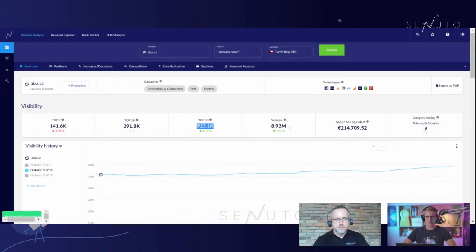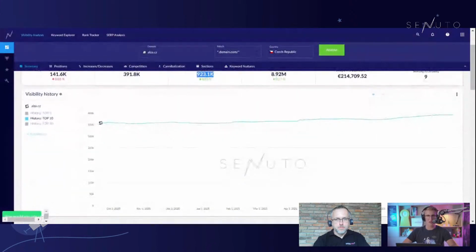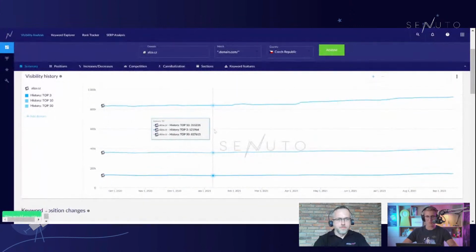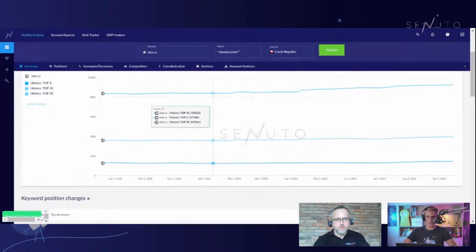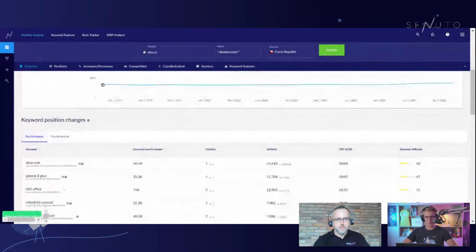It's more or less about 9 million visits regarding what Senuto is presenting. Of course, the Xray is also available. You can put in some history data regarding top 3, top 10, and top 50, but it's more advanced, I think, and it could be used for everyday positioning. What is more important, I think, remaining in Xray, is what we can do with it: what kind of keywords people are using to go to your websites.